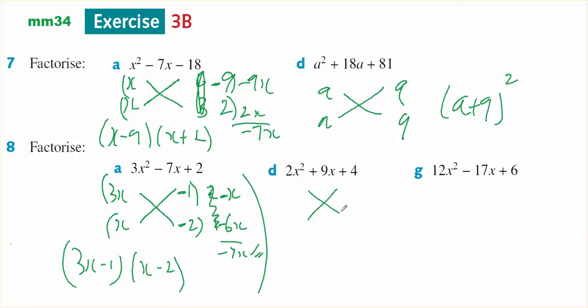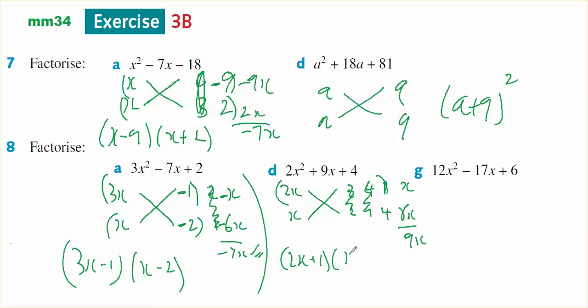Looking at D, the same process, 2x and x. I could do 2 and 2, however that's 4 plus 2 gives 6. I could do 4 and 1, but if I put the 4 down here and the 1 up there, I could get rid of those. That's looking good because 2x times 4 is 8x, x times 1 is x, add them together 9x. So I have 2x plus 1, x plus 4 are the factors for that one.